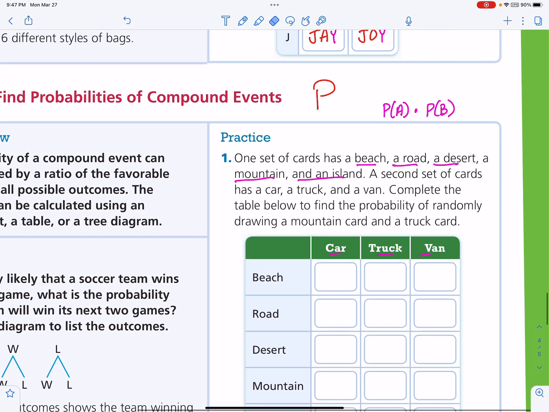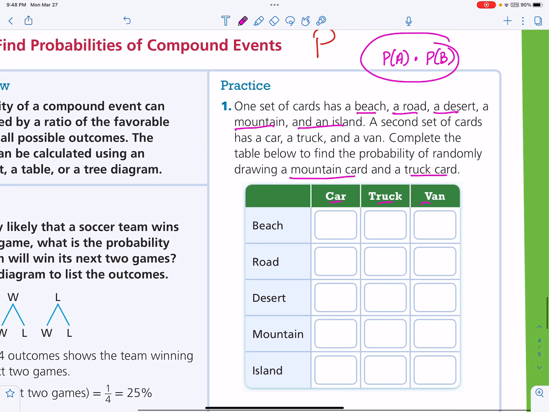The mathematical way up above here is just finding the probability of drawing a mountain card and then a truck card. Anytime we're doing one, then the other, we know you can just do probability of the one times the probability of the other. So mathematically, probability of drawing a mountain card is 1 out of 1, 2, 3, 4, 5. Probability of drawing a truck card is 1 out of 3. The mathematical trick with this is we know we can do 1/5 times 1/3, and we get 1/15.